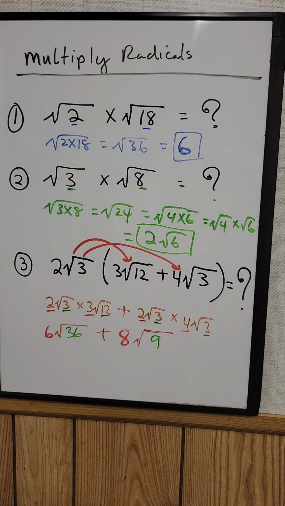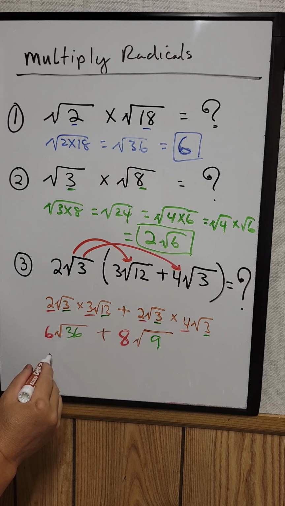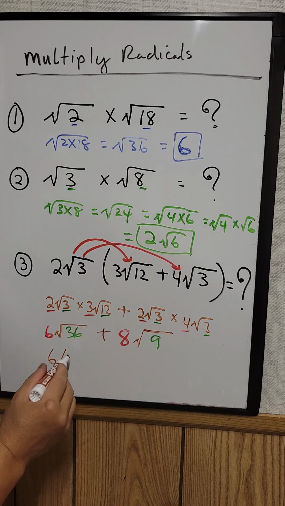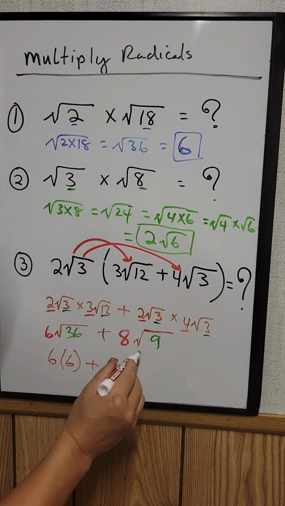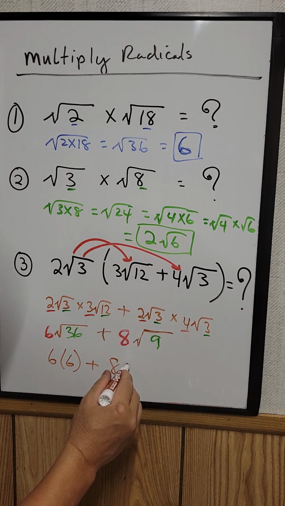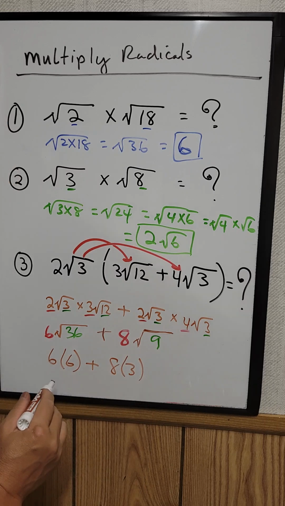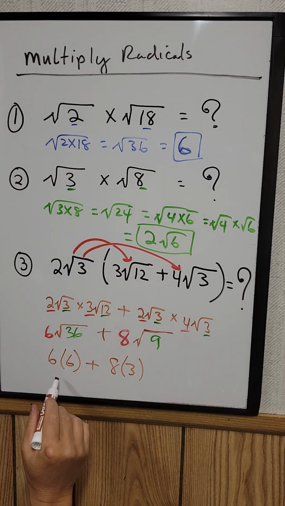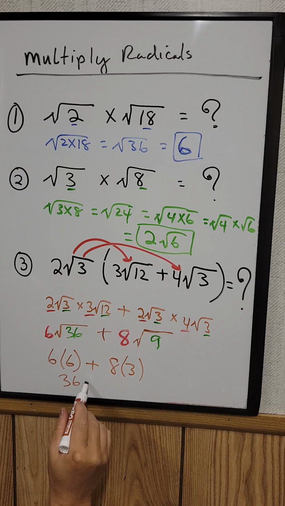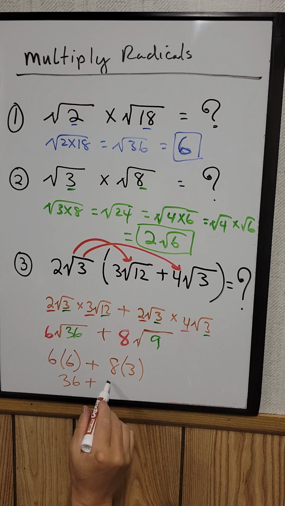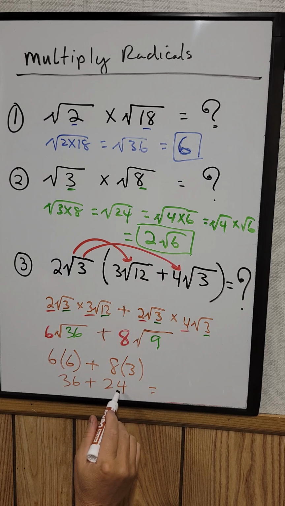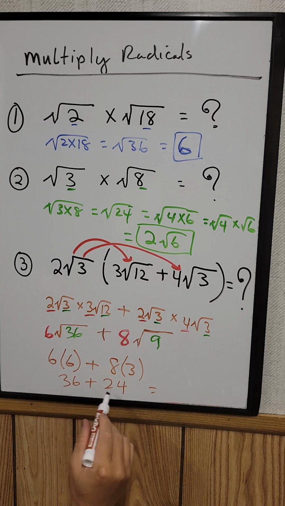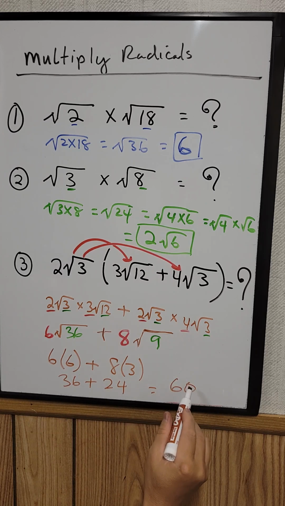Now, what is the square root of 36? The square root of 36 is just 6. Okay, plus 8 times the square root of 9, which is just 3. So 6 times 6 is 36. 8 times 3 is 24. So if you add these two up, it will be 0, and then 6, so just 60. So that's your answer.